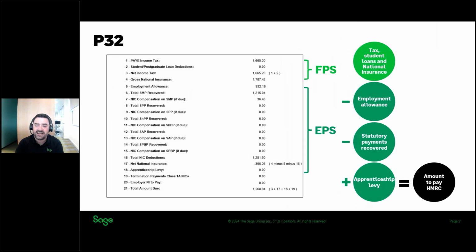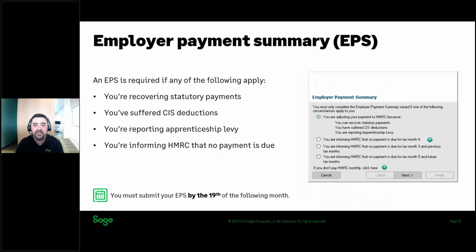So just to recap those final steps, the P32 report you can run from the payroll links or from reports. That tells you how much you need to pay. And then the EPS is only required if you're recovering a statutory payment this month, you've suffered CIS deductions you're claiming this month, you're reporting apprenticeship levy payments, or if you didn't pay anyone and you haven't sent any FPSs, you send an EPS at the end of the month to inform HMRC that no payment is due. And the deadline for that submission is the 19th of the following month.